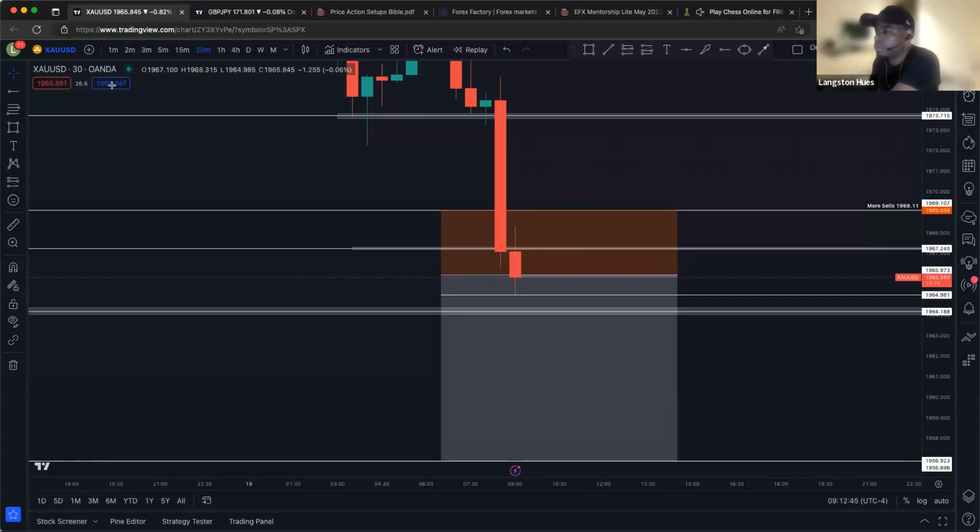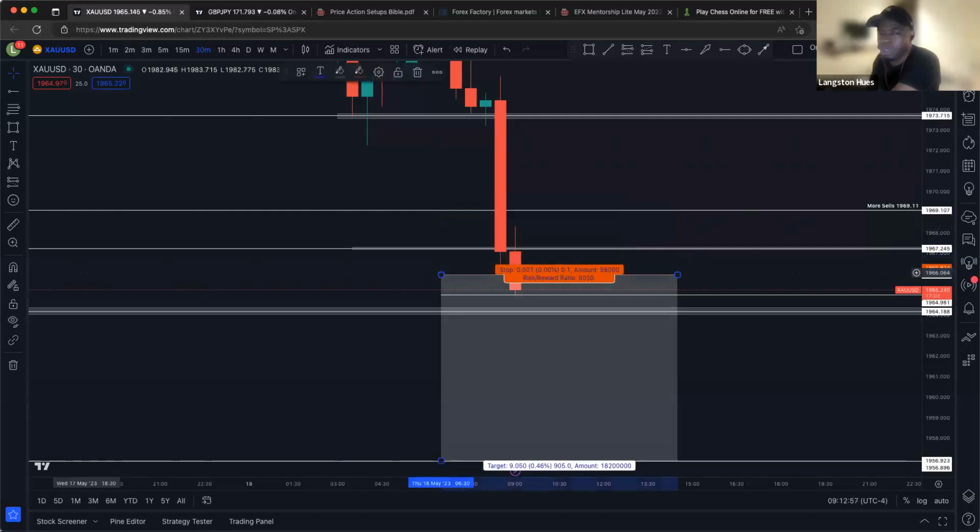We actually tapped into our 10 pips here. So going to break even now, and I'm securing some profits here. Okay. Beautiful. And now we have a runner.